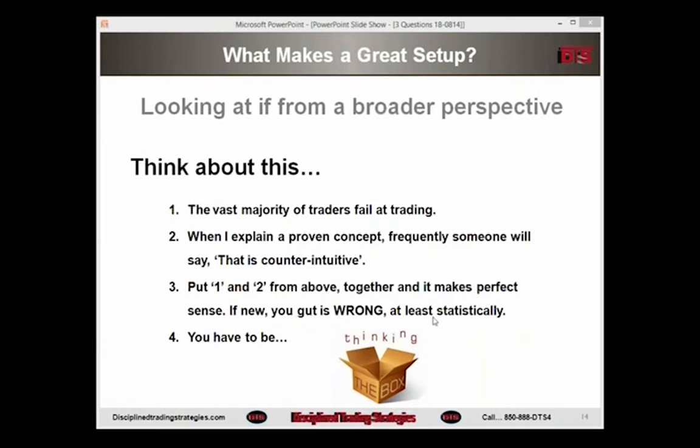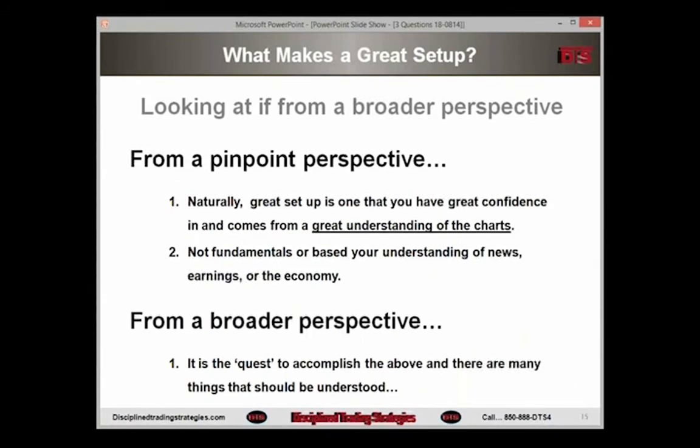If you're new, your gut is wrong statistically almost all the time, right? If you're new, I mean, all of you that were new, when you were new, or if you're still new, your gut is wrong most of the time. You have to be thinking out of the box to some extent. Now, of course, that's a relative term, because if you are designed to think out of the box, you're thinking in your box, but you have to think outside the box that most traders come to the market with.